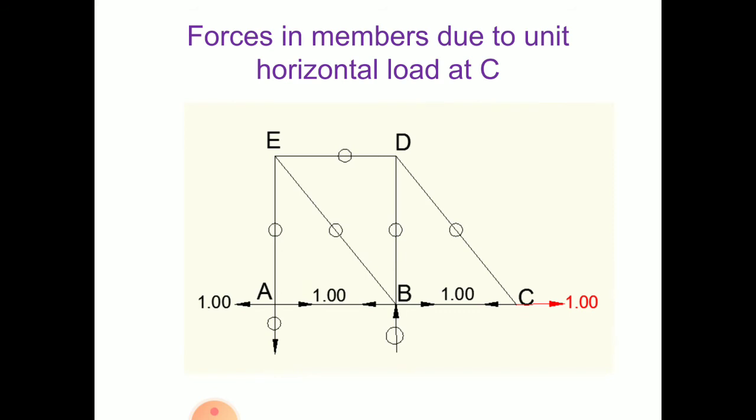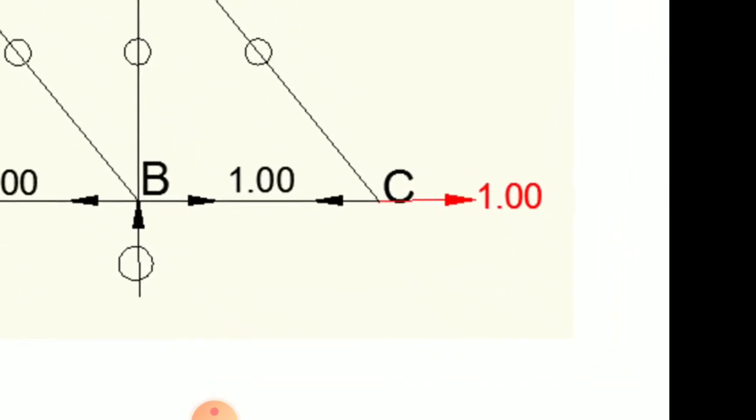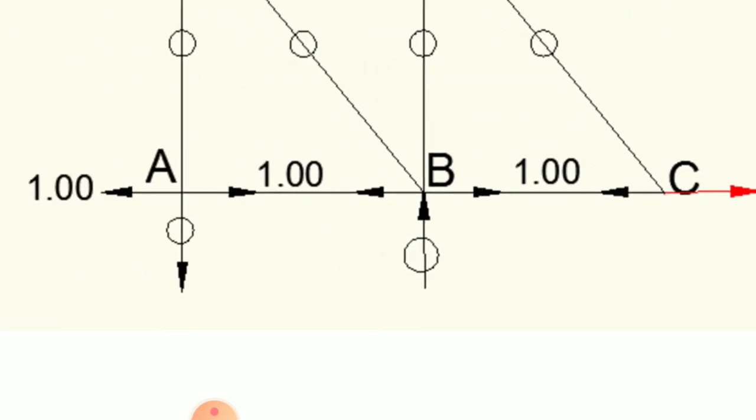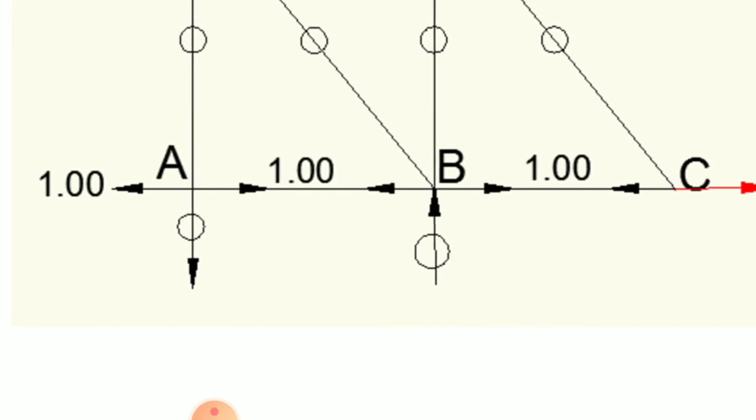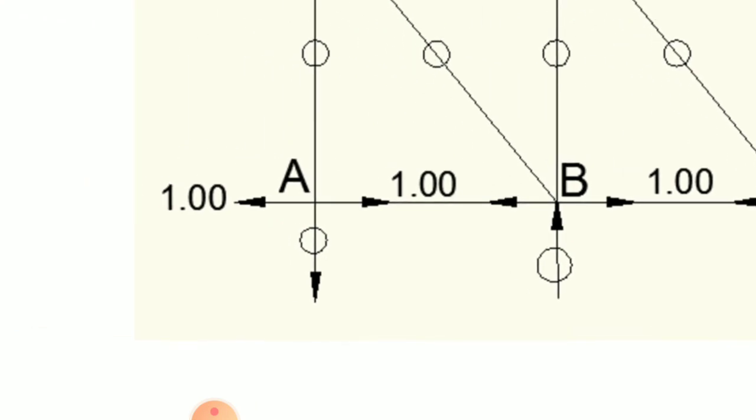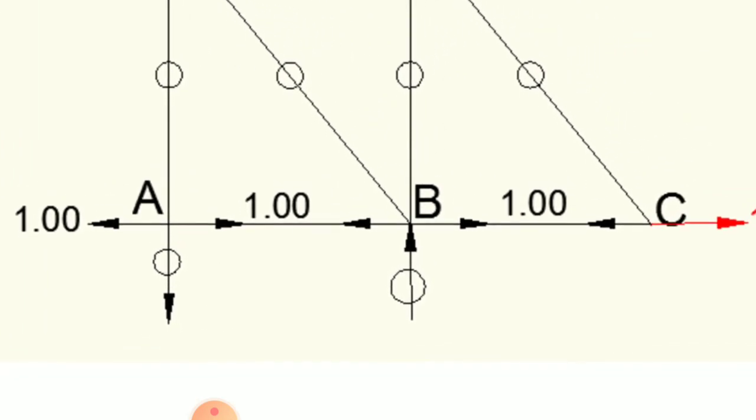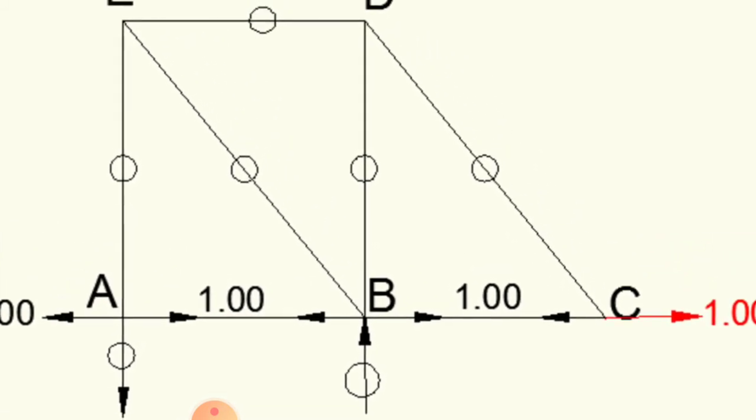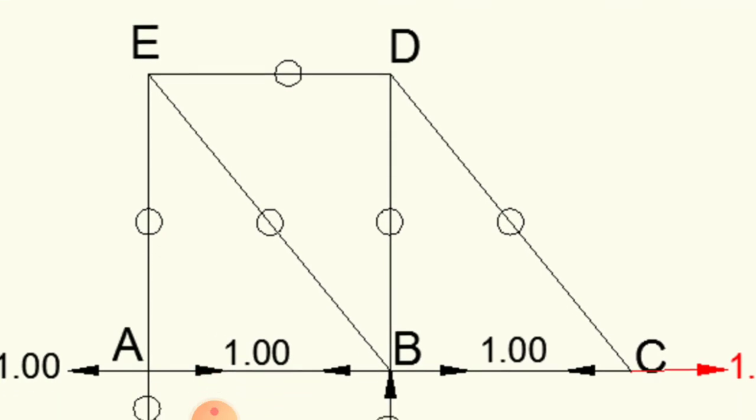Now to calculate the horizontal deflection at point C, again apply a unit load at C equal to 1 horizontally and find the forces in the members. So here the vertical reactions at A and B will be 0 and the horizontal reaction at A will be equal to 1, and the forces in the members AB and BC are also 1, which are tensile. Forces in other members of the truss will be 0 as shown.